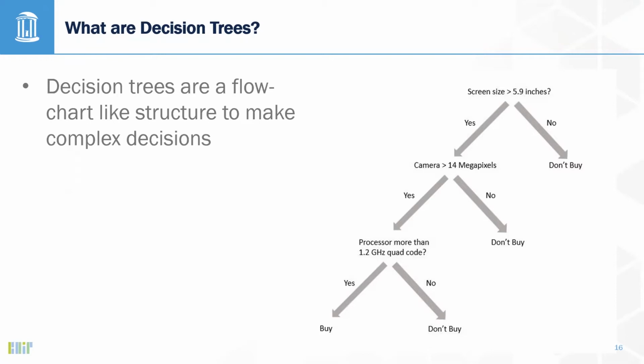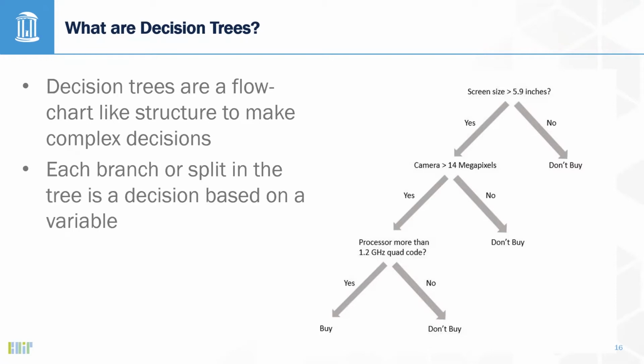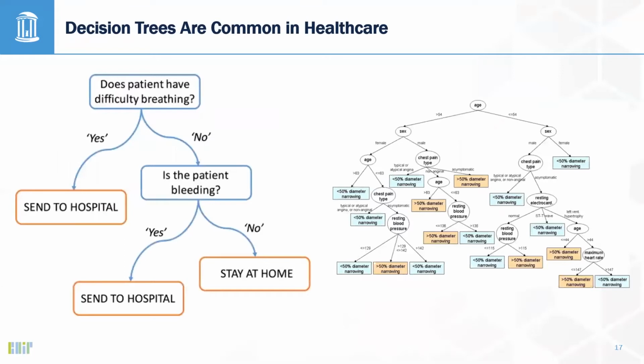For instance, the decision tree displayed on the slide is a decision tree to determine whether or not to buy a phone. In the context of data analytics, each split or branch is a decision based off information provided by a single variable. Now, decision trees are commonly used in medicine. They can be both simple and complex.